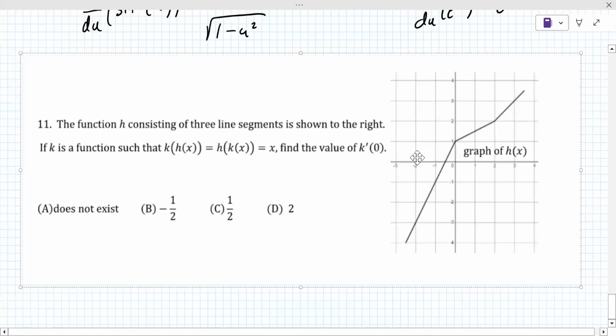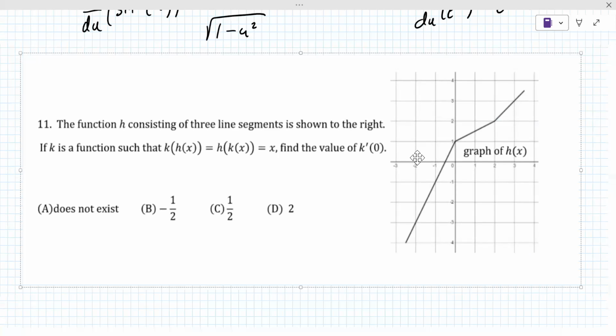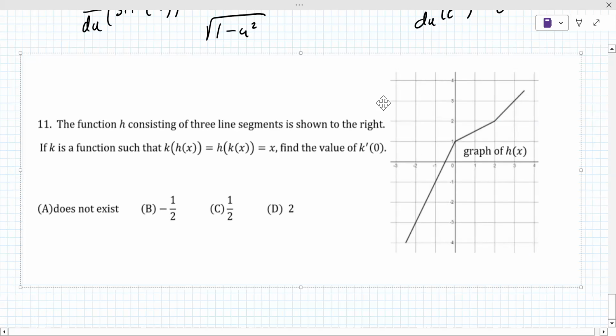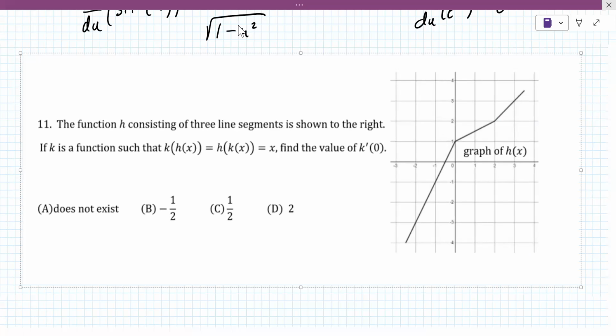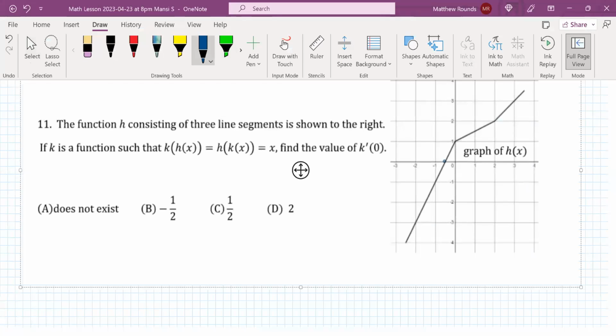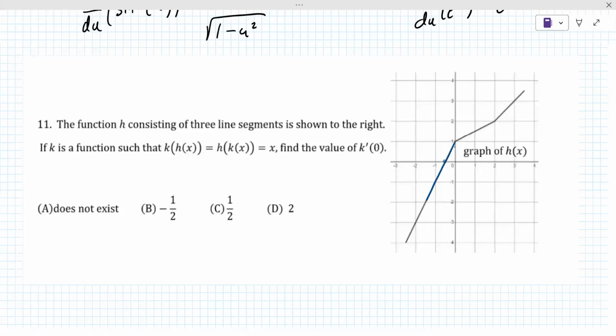All right, the function h consisting of 3 line segments is shown to the right. If k is a function such that k of h of x equals h of k of x, which equals x, find the value of k prime of 0. It looks kind of confusing. One of the things you might really want to consider doing whenever you see lines like this is figuring out the slope of each of these. So this first one has a slope of 1. That is the derivative.